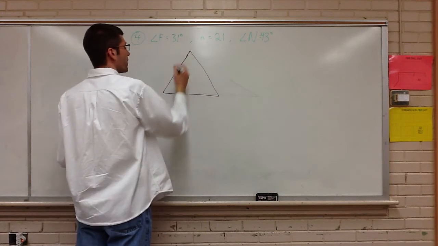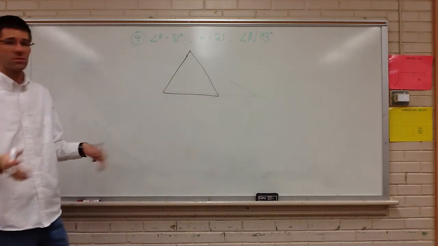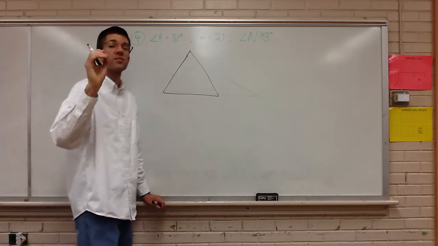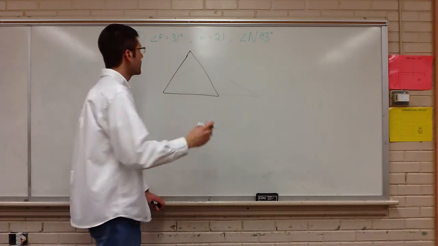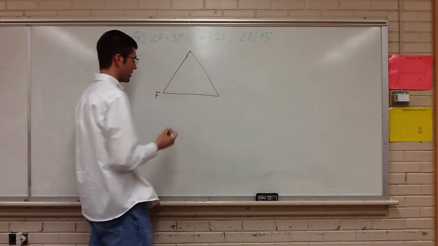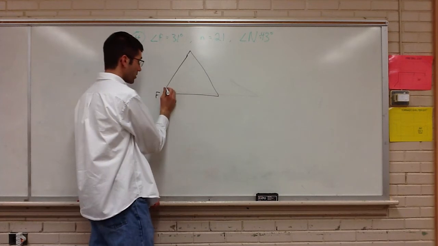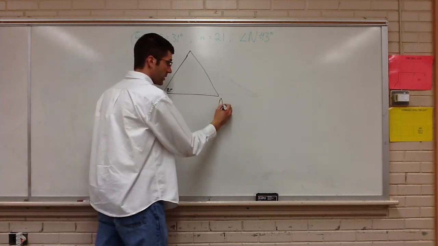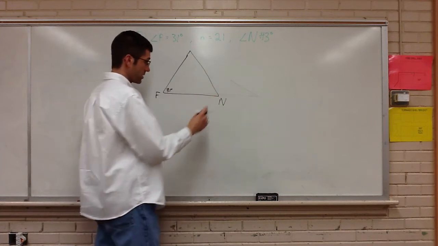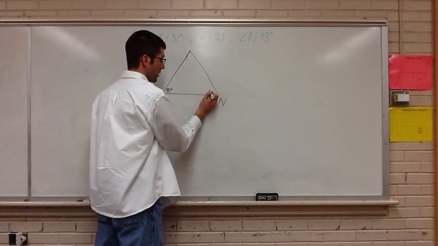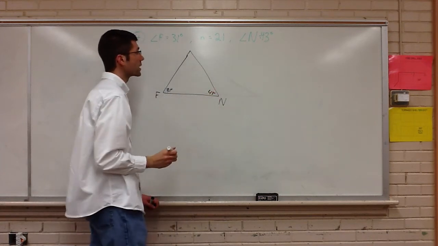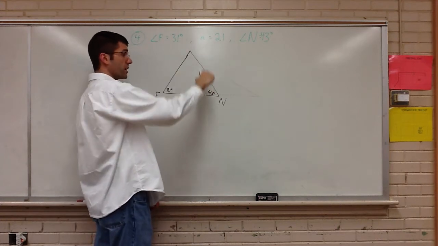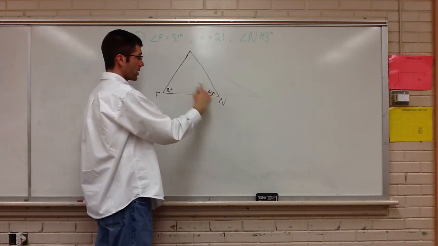I don't care how you draw it either. It doesn't matter. You can make it obtuse, acute, right? You can draw it all kinds of ways as long as you label it correctly. If this is F, big F, then that angle in the corner better be 31 degrees. If this is N, and it doesn't matter, but if this is N, then this angle in the corner better be 43 degrees. And little n is across from big N, so if that's big N, that's little n.